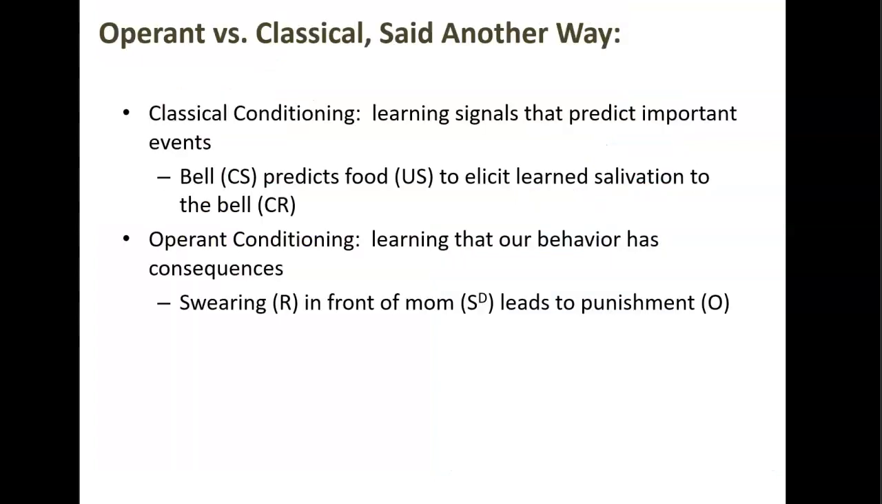Okay, so let me say this another, perhaps simpler way. In classical conditioning, we're learning signals that predict important events. Bell predicts food, elicits salivation. In operant conditioning, we're learning that a behavior has consequences. Swearing in front of your mom leads to punishment. Let you think about that for a sec.